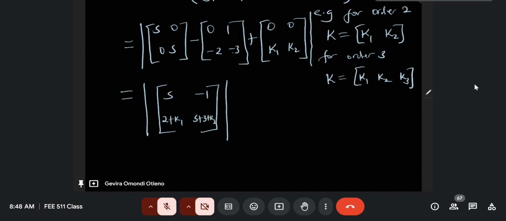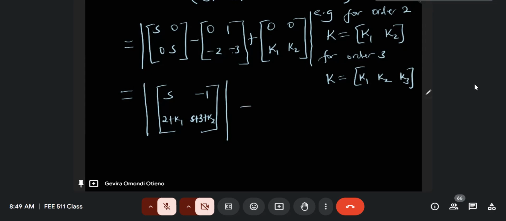S plus 3 plus K2. Let me write that properly. S plus 3 plus K2. Okay? So we get the determinant of this matrix. Remember, we are still in step 2. We are almost there to the solution, but we are obtaining the characteristic equation, the left-hand side, and then we'll get to the right-hand side in step 3.